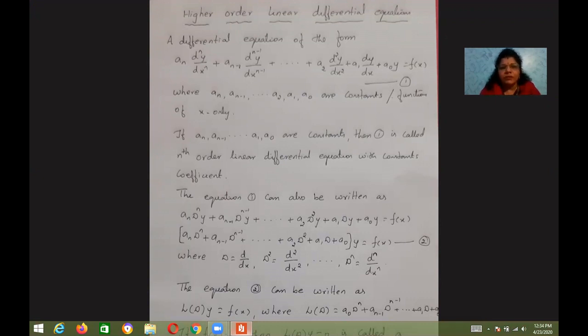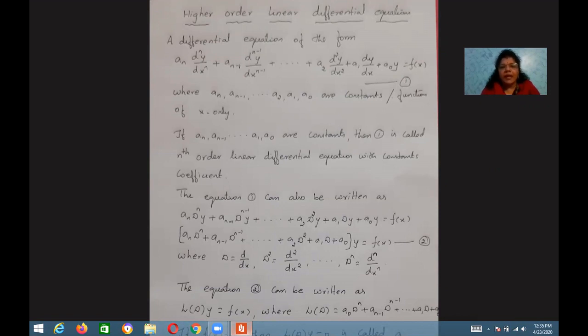Any differential equation which is of the form an d power n y by dx power n plus an minus 1 d power n minus 1 y by dx power n minus 1 plus etc. a2 d square y by dx square plus a1 dy by dx plus a naught y is equal to f of x is called the higher order linear differential equation. Here, an minus 1 etc. a naught are constants or they can be functions of x.